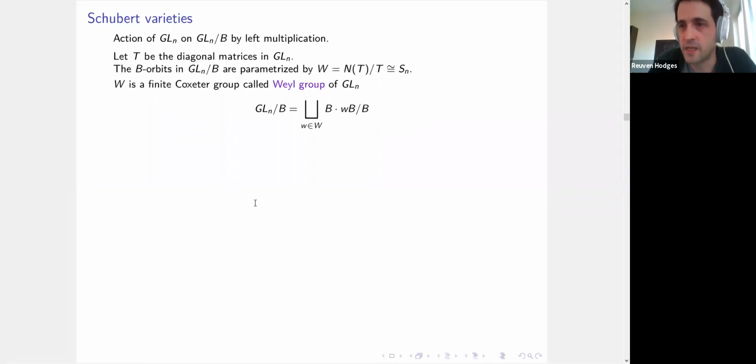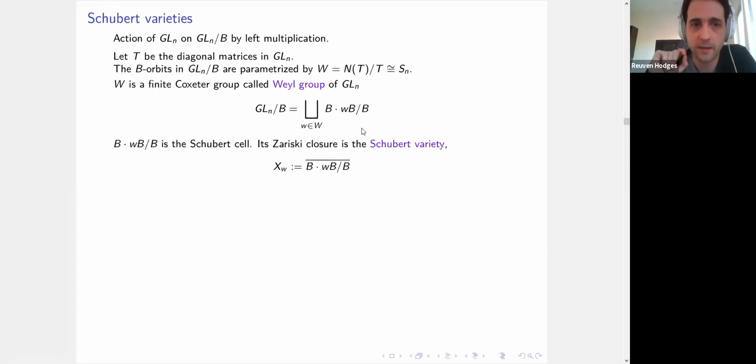So in fact, W is permutation matrices. What I'm saying is that B orbits are parameterized by permutation matrices, okay? And W is in fact a Coxeter group, and it's usually called the Weyl group of GLN. So then you have this nice decomposition of GLN mod B into a disjoint union of B orbits. An individual B orbit is called a Schubert cell, and its closure is the Schubert variety, okay?